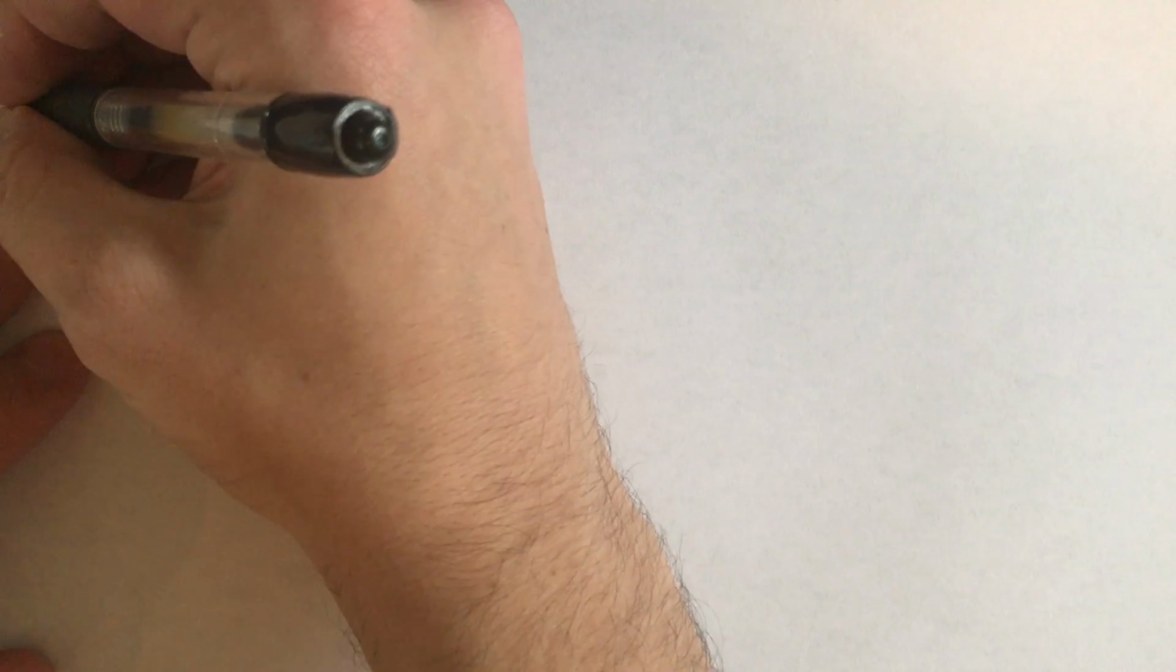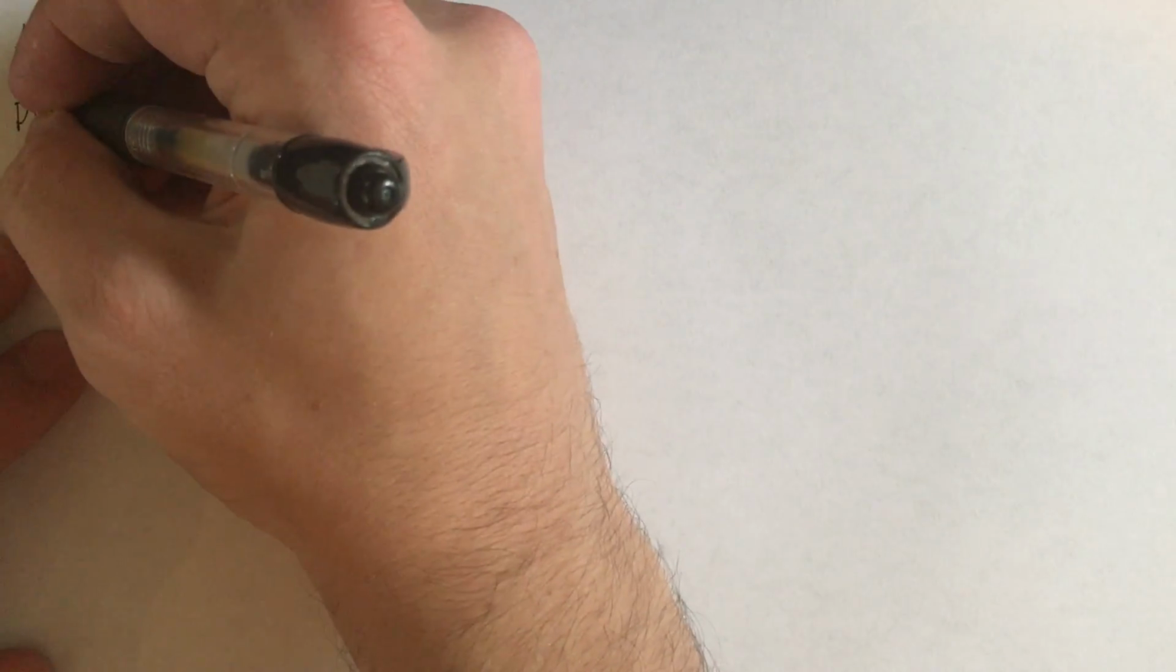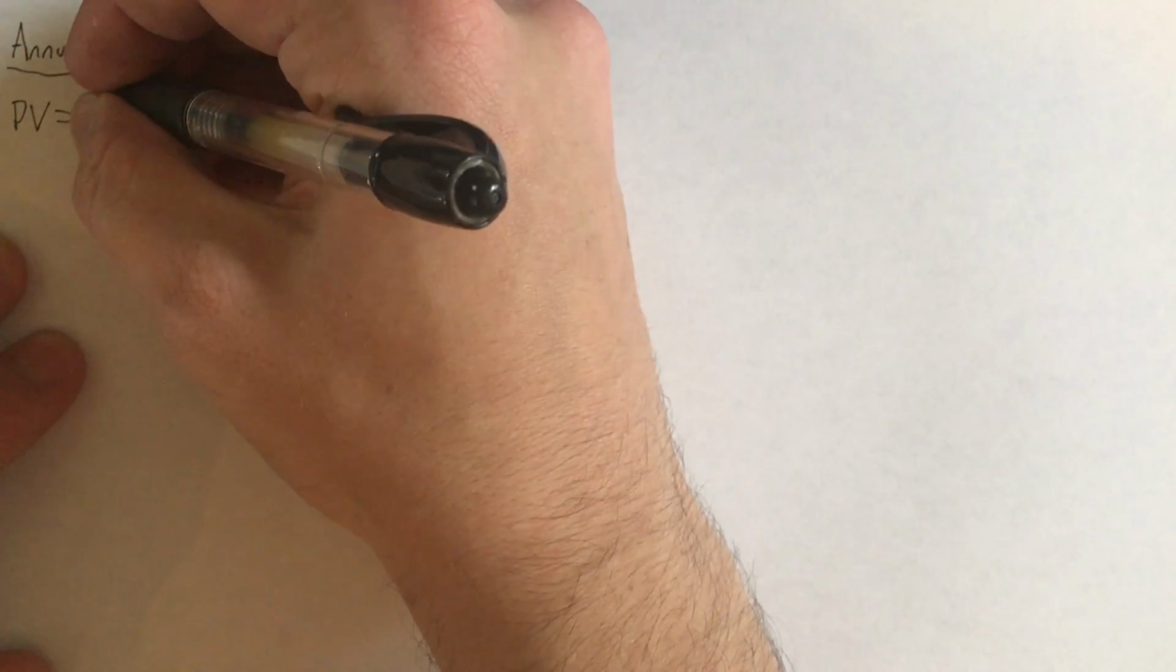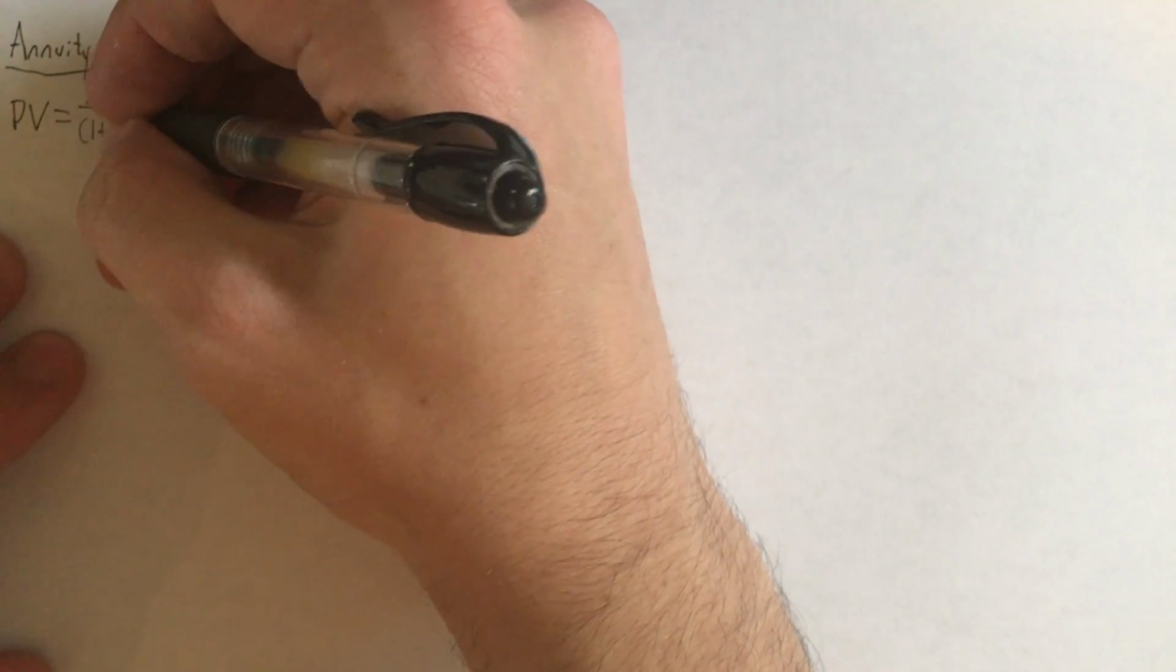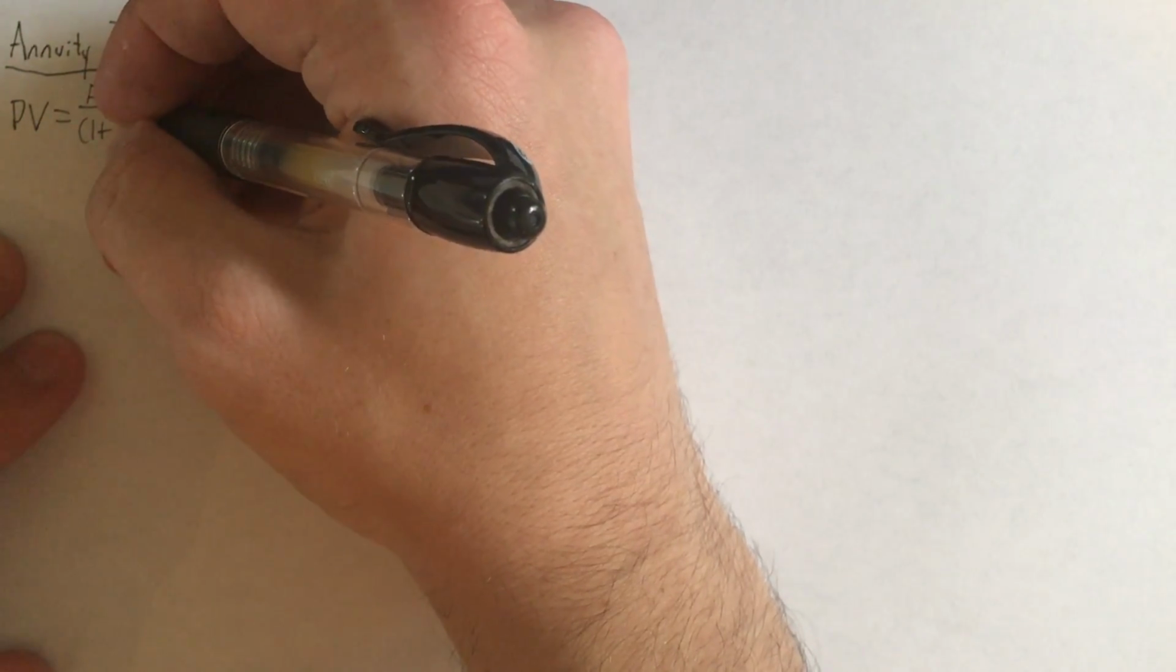Hello everyone. Today I wanted to give you some intuition on the annuity formula. You'll need some prerequisite knowledge, nothing too difficult, but the first thing you'll need to know is the present value formula, which is present value equals future value over 1 plus the required rate to the nth power.